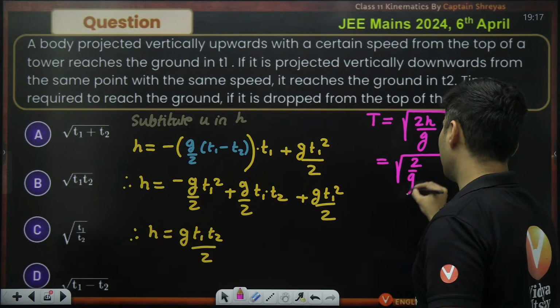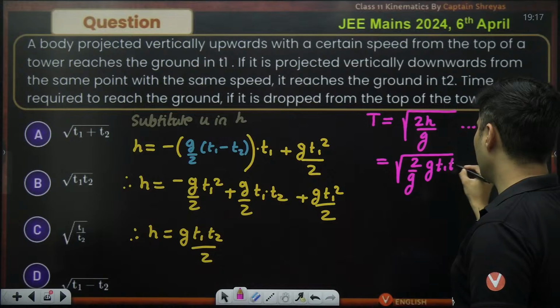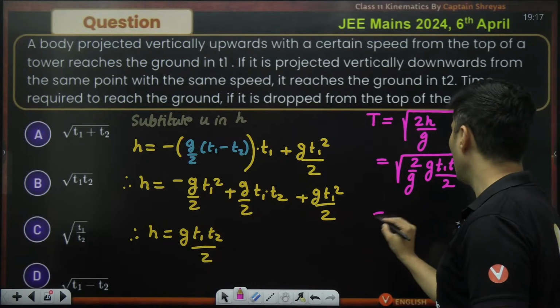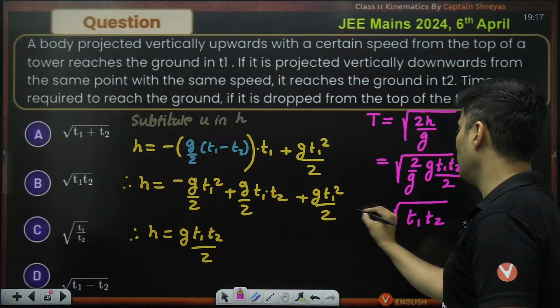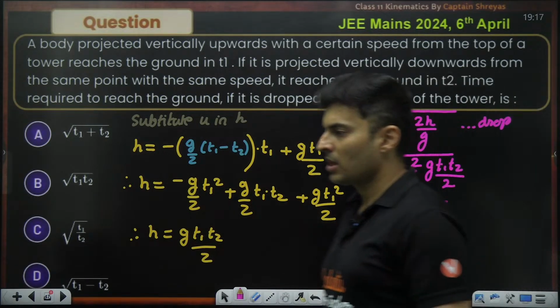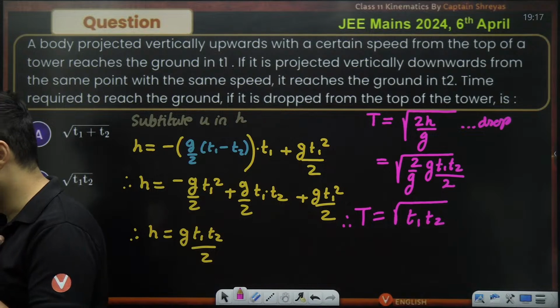So 2 by g is there. Height I can get it from here, which is g times t1 t2 divided by 2. 2 cancels, g cancels. So it will be root of t1 t2 is the total time. Root of t1 t2 is the total time.